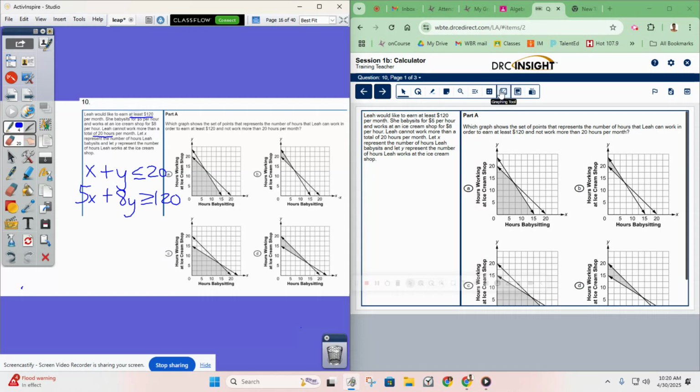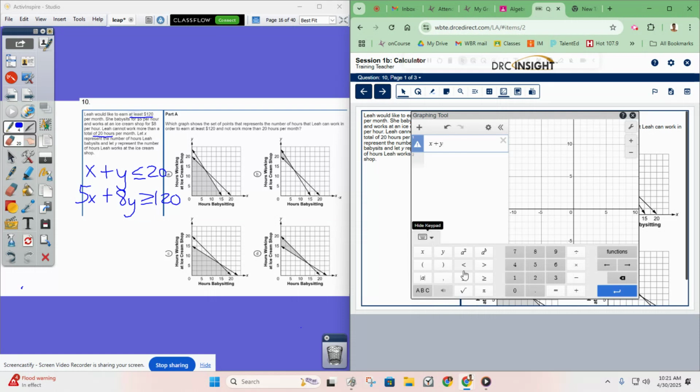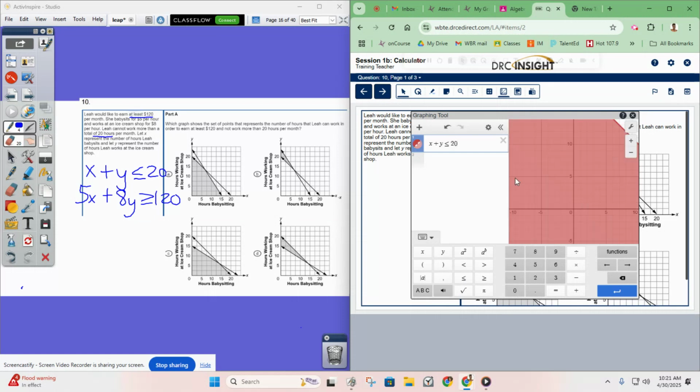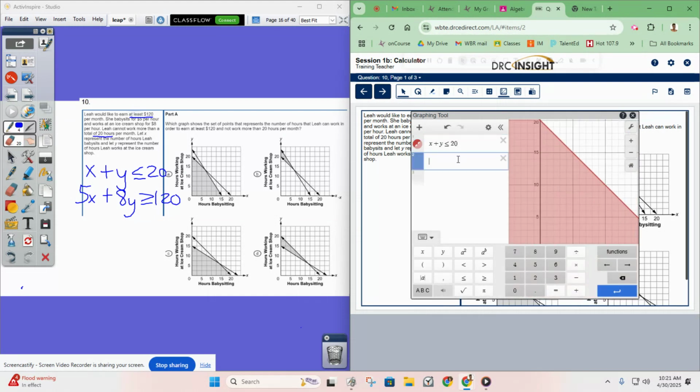Now we're going to go to our online practice test, select the graphing tool, and enter the two inequalities that we just created. Remember, to get to those inequality symbols, you have to pull up this keyboard. We want this amount to be less than or equal to 20. x plus y is less than or equal to 20. In the second line, we're putting the money part, 5x plus 8y, and this amount should be greater than or equal to $120.